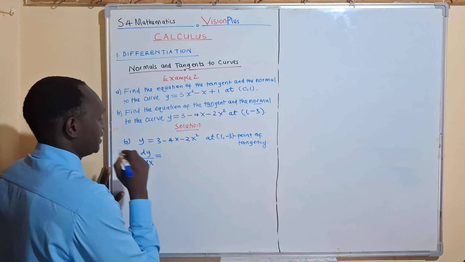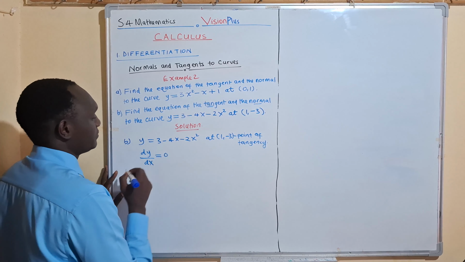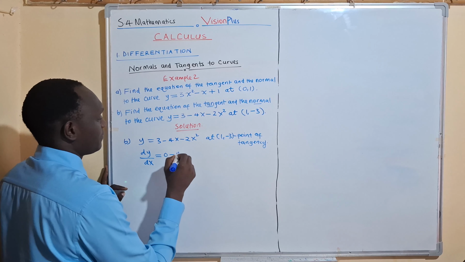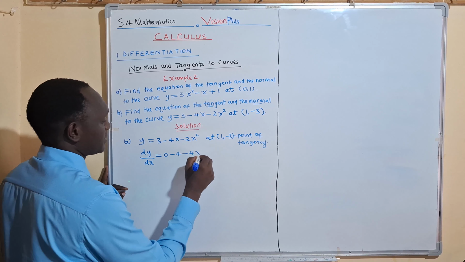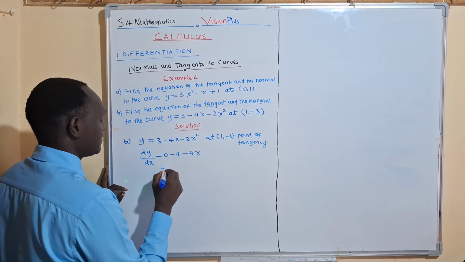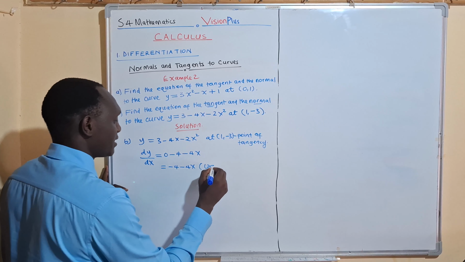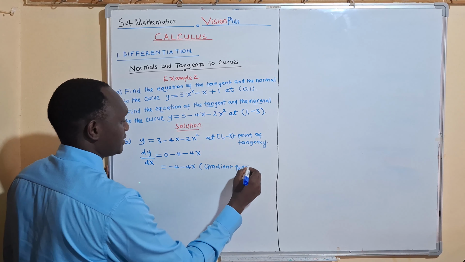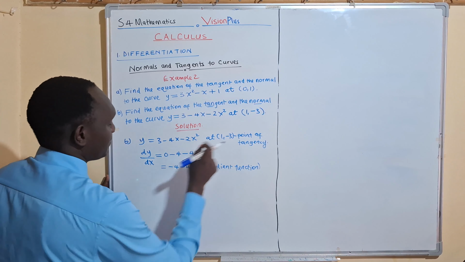This now gives us, if we differentiate 3, we get 0. Minus, if we differentiate 4x, it gives us 4. Minus, if we differentiate 2x squared, it gives us 4x. Then we simplify. This gives us negative 4 minus 4x. This is the gradient function of the curve at any point, and it gives us the gradient of the curve at a given point.